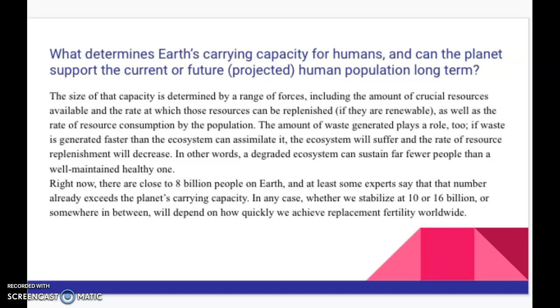Right now, there are close to 8 billion people on the Earth, and at least some experts say that the number already exceeds the planet's carrying capacity. In that case, we would not have enough room on this Earth to support a human population long term. But in any case, whether we stabilize at 10 or 16 billion, somewhere in that range, will depend on how much we can achieve replacement fertility worldwide.